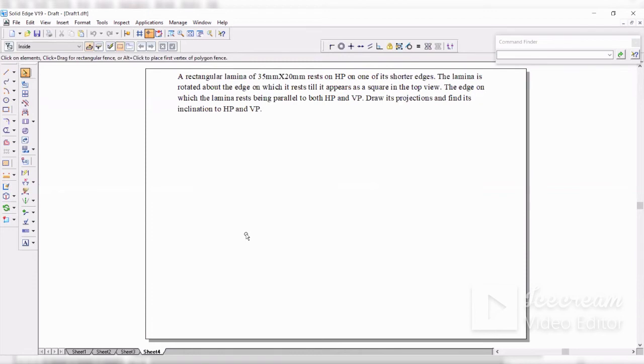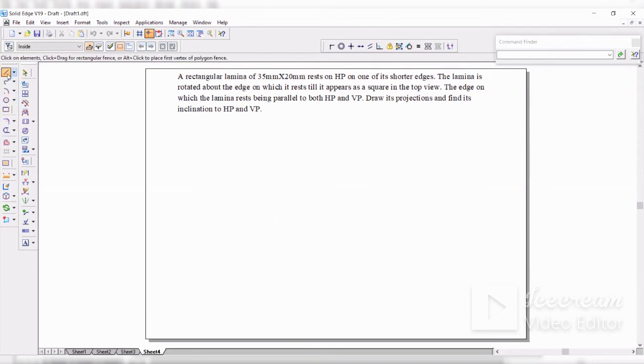This is the next question. As you can see, the question states like this: a rectangular lamina of 35 mm into 20 mm rests on HP on one of its shorter edges. The lamina is rotated about the edge on which it rests till it appears as a square in the top view. The edge on which the lamina rests being parallel to both HP and VP. Draw its projections and find its inclinations to HP and VP. So this is the question.